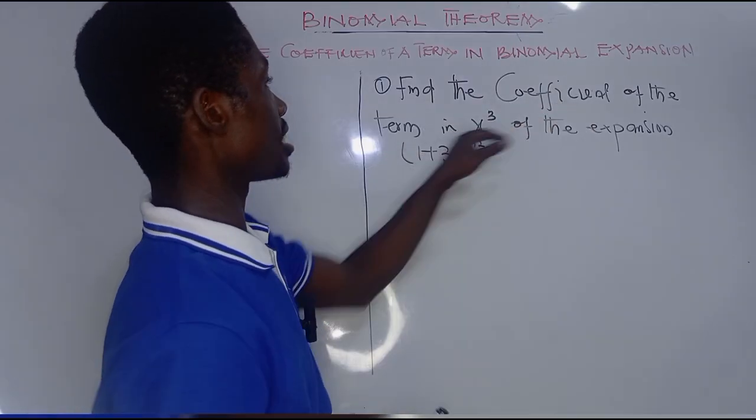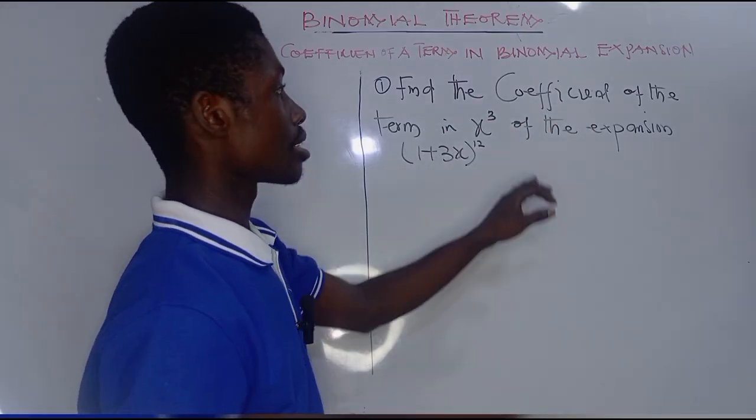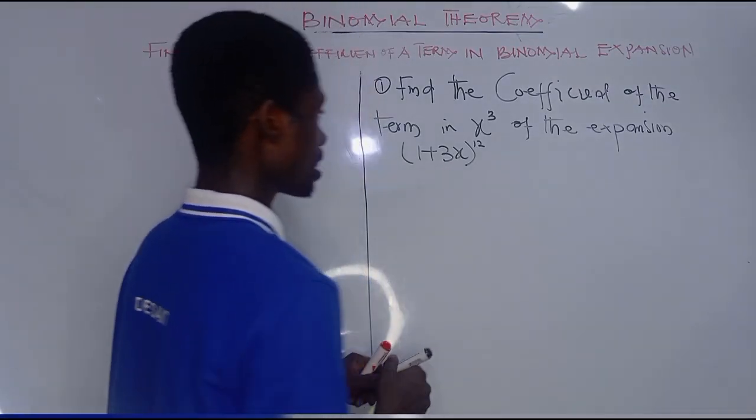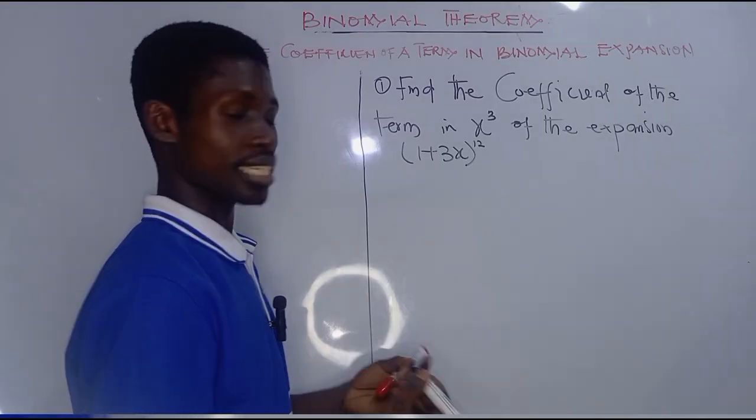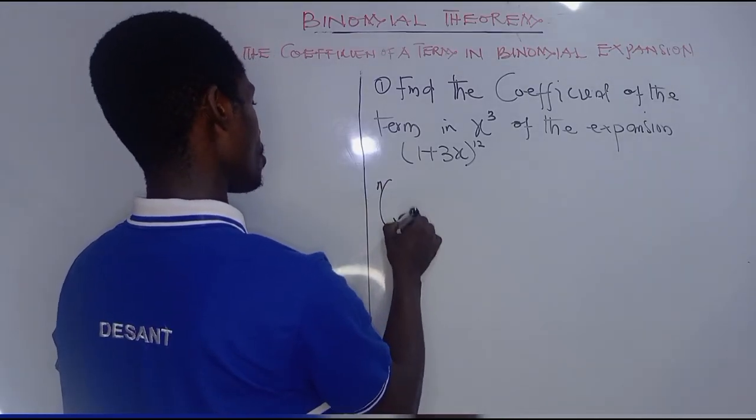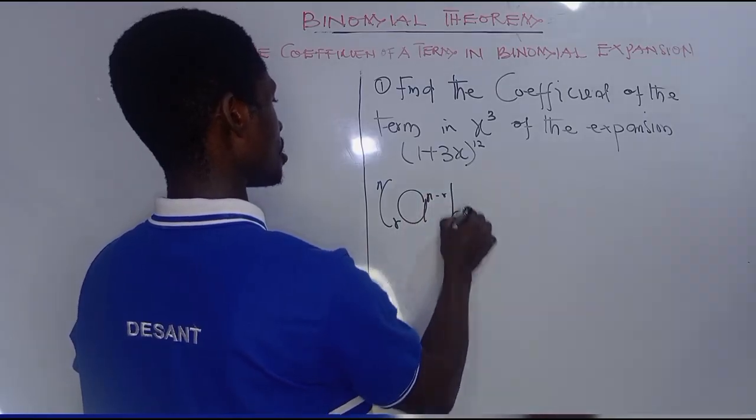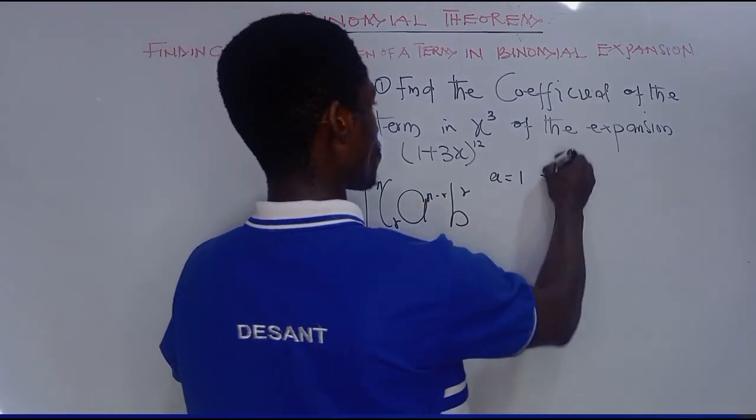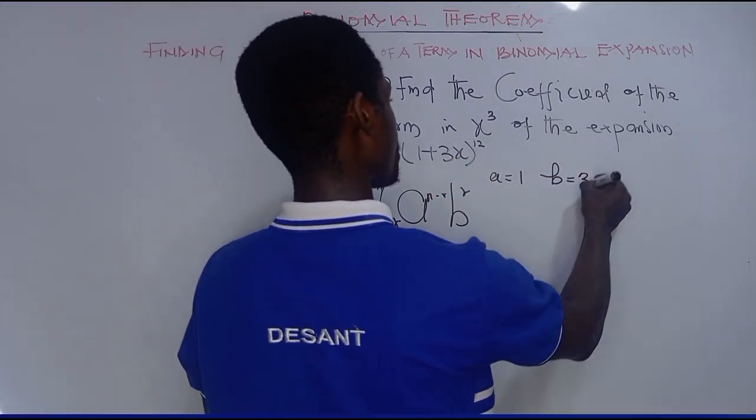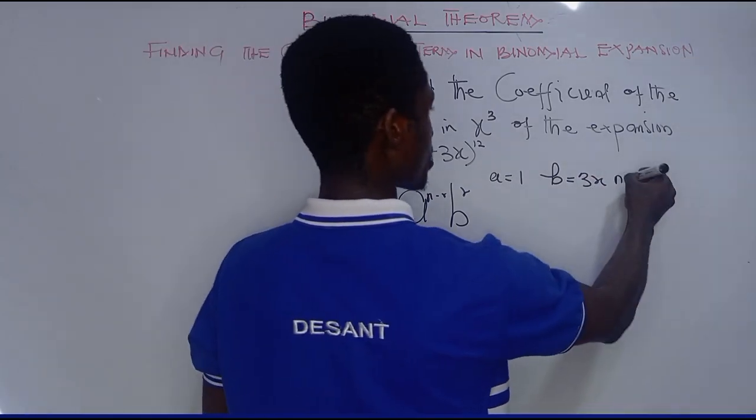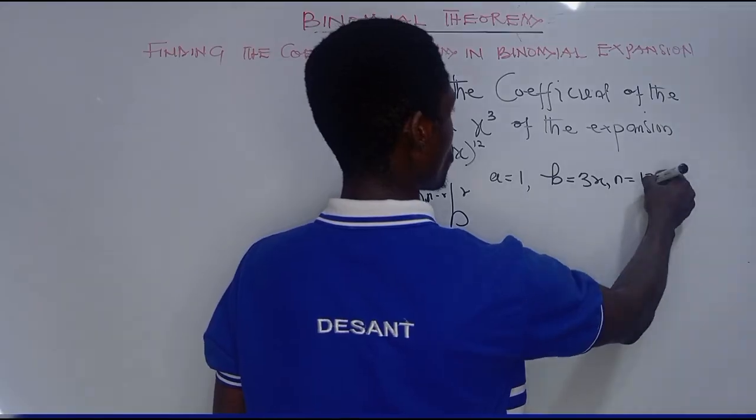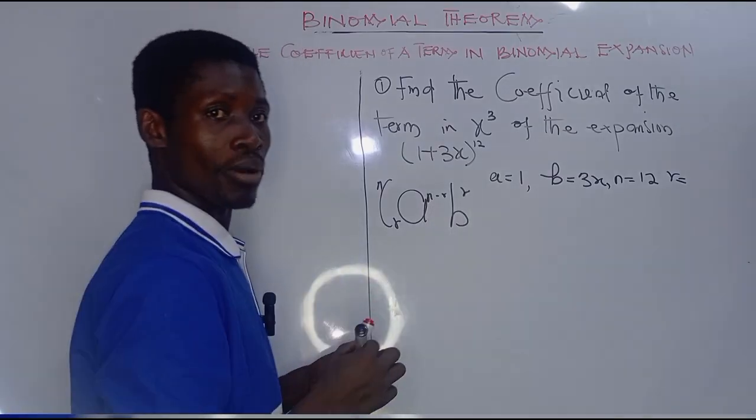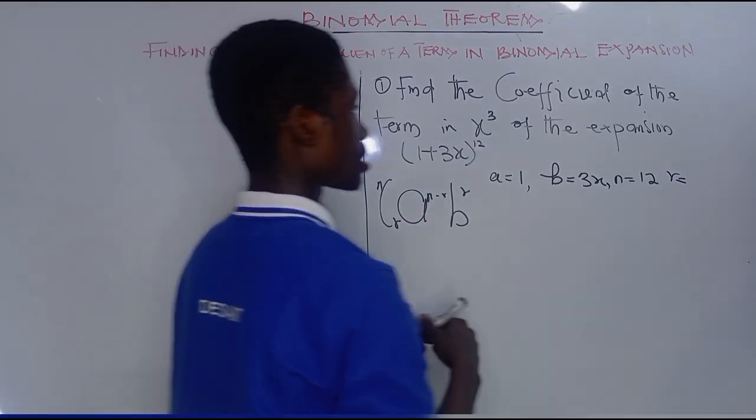We want to find the coefficient of the term in x power 3 of the expansion 1 plus 3x raised to the power 12. I said that we are still going to make use of the general term formula, which is n combination r, a to the power n minus r, b to the power r. So we need to find our a. Our a is 1. Our b is 3x. Our n is 12. Our r is equal to the power of the term that we are looking for. So the power is 3.